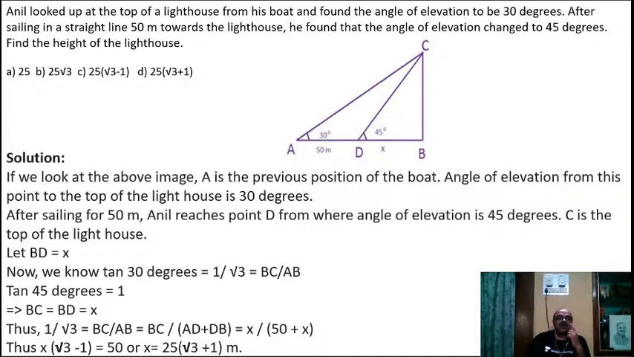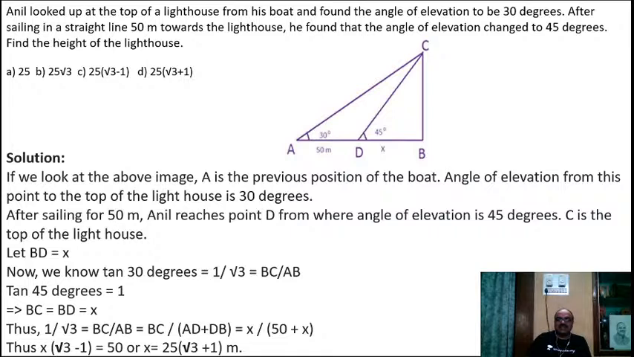Very good. So Anil looked up at the top of a lighthouse from his boat and found an angle of elevation to be 30 degrees. After sailing in a straight line 50 meters towards the lighthouse, he found the angle of elevation to be 45 degrees. You need to find the height of the lighthouse. Here BC is the lighthouse and its height needs to be calculated. Let's take it as h.